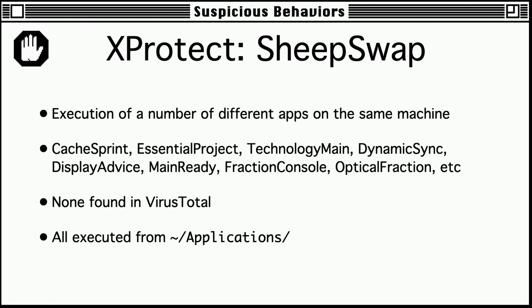So, you can kind of guarantee if XProtect detected it, there's something going on there. And then this is an interesting one because I have no idea what SheepSwap is. Nobody in the security community has anything that they call SheepSwap. This is an internal name that Apple uses. But we can see on multiple different endpoints all of these different apps that are being detected as SheepSwap, whatever that is. And they all have this weird naming scheme like Cache Sprint, Essential Project, Technology Main, really meaningless names.